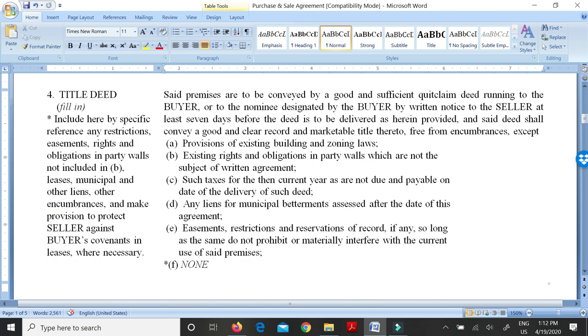Next, paragraph 4. Paragraph 4 indicates that the buyer will get free and clear title, good and clear and marketable title, only subject to encumbrances related to zoning, taxes, any liens for municipal betterments assessed after the date of the agreement. This can technically be edited, but for the most part, you will be subject to anything that the city charges subsequent to the purchase.